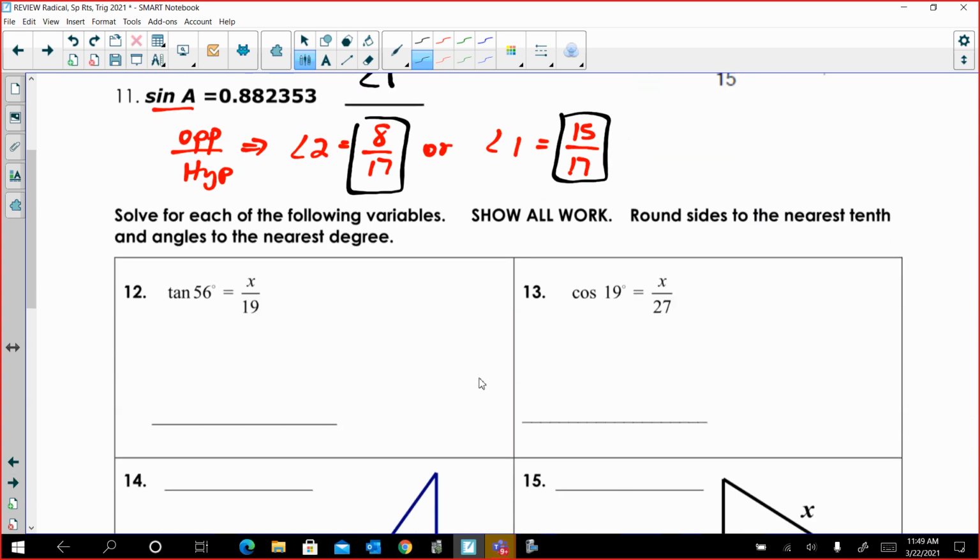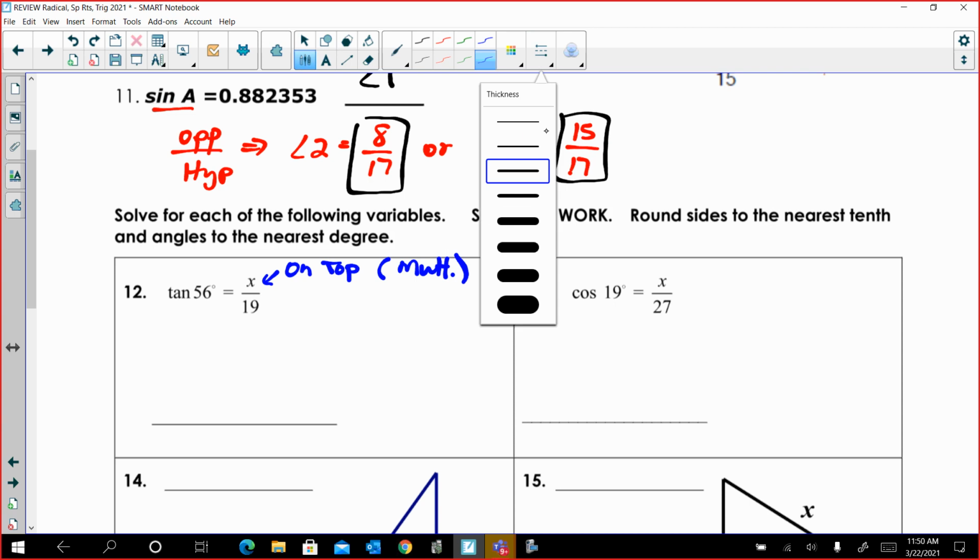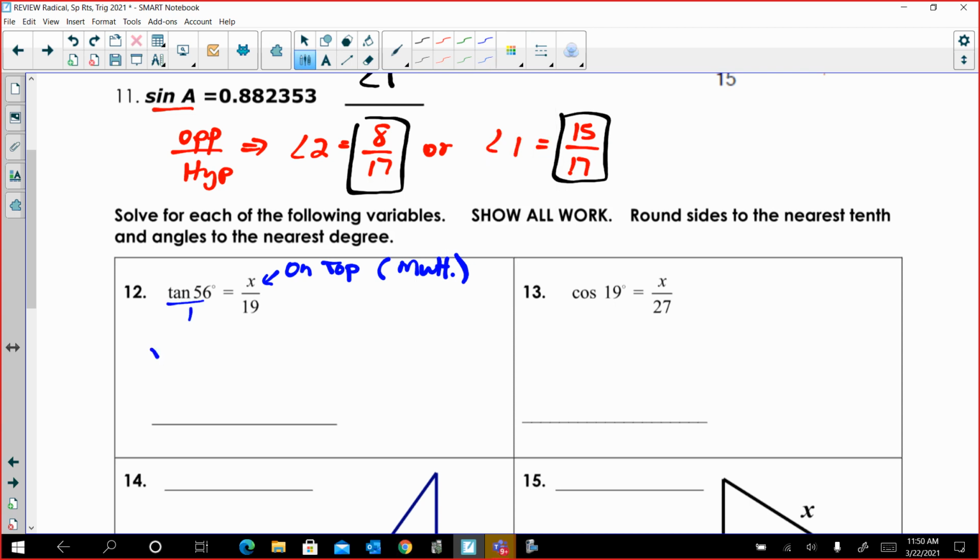So starting off with number 12, since they already gave us the equation, well, right off the bat, I see this variable is on top. And whenever it's on top, it means you're going to multiply to solve it. So if you need to, you could kind of think of this over 1. So my answer would be 19 times, in parentheses, the tangent of 56. Everyone has to get it calculator ready.